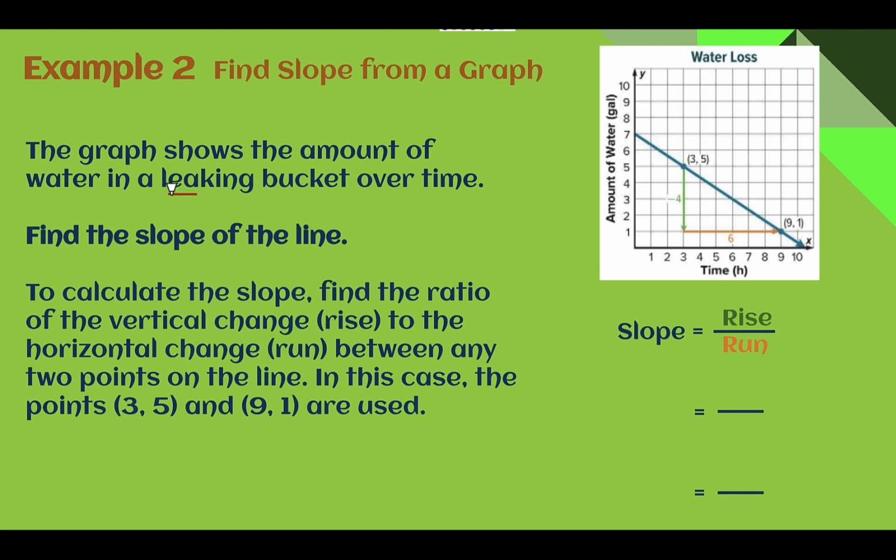So the fact that the bucket is leaking tells me that the amount of water should be going down. That's generally what happens in a leaky bucket. And we can see in our graph this is true. If the line is the amount of water, it is going downward over time.